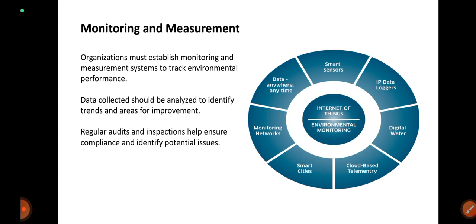Monitoring and measurement. The organization must establish monitoring and measurement systems to track environmental performance. The data collected should be analyzed to identify trends and areas for improvement. Regular audits and inspections help ensure compliance and identify potential issues.